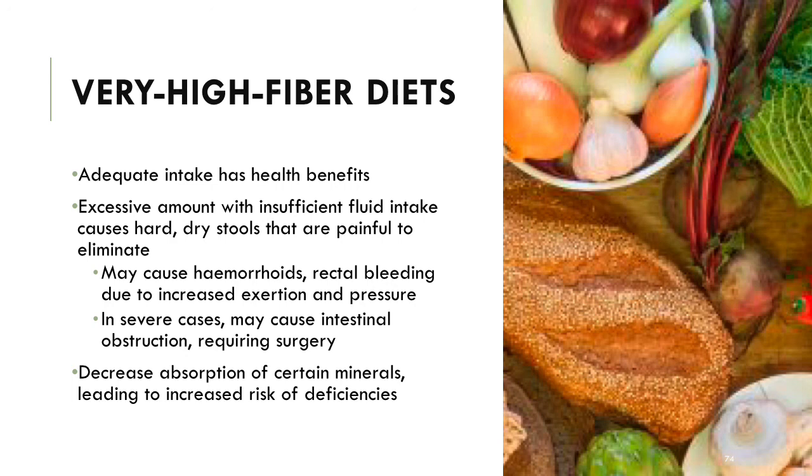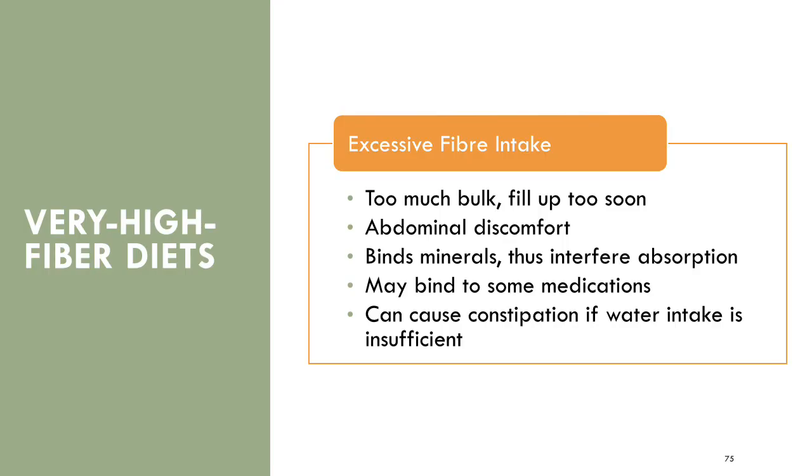And fibers have a very negative connotation because they have the ability to chemically bind certain ions. Ions are basically minerals, or minerals are basically ions. So if you have too much fiber in your diet, it will decrease the absorption of these minerals, and we run the risk of mineral deficiencies. To summarize, if we have excessive fiber intake, too much pulp filled too soon, we will experience abdominal discomfort. The binding of minerals in our gut will interfere with mineral absorption, and therefore may lead to mineral deficiency.